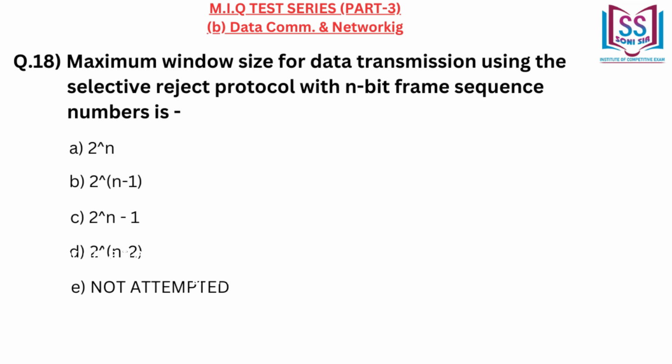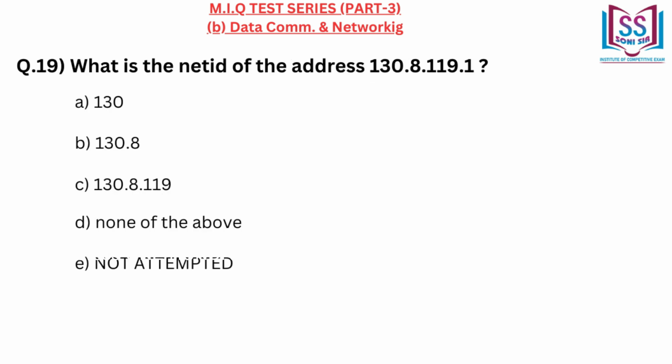Maximum window size for data transmission using the selective reject protocol with n-bit frame sequence numbers is A. 2 to the power n, B. 2 to the power n minus 1, C. 2 to the power n minus 1, D. 2 to the power n minus 2. What is the net ID of the address 130.8.119.1? A. 130, B. 130.8, C. 130.8.119, D. None of the above.